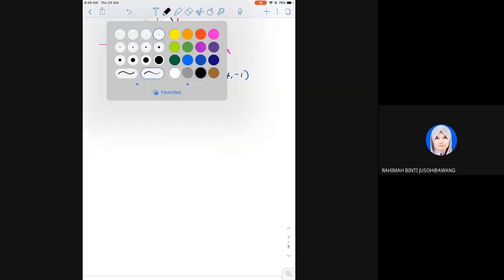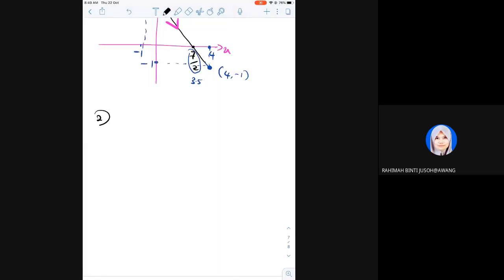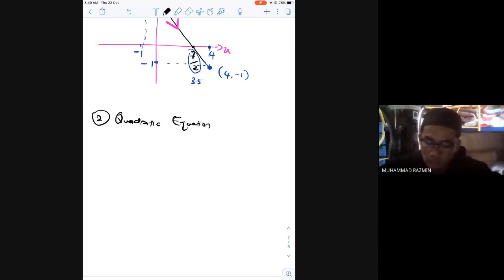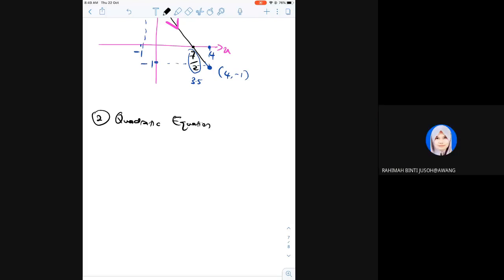Alright, now number 2. Just now we discussed straight lines, all straight lines. Now we are going to discuss quadratic equations. Okay, quadratic equation.